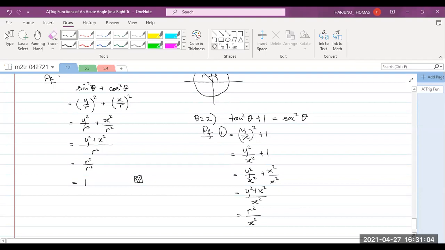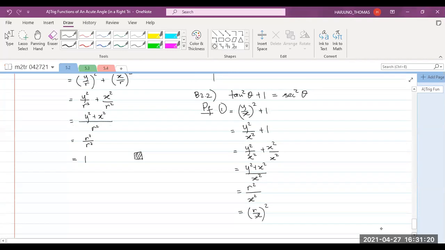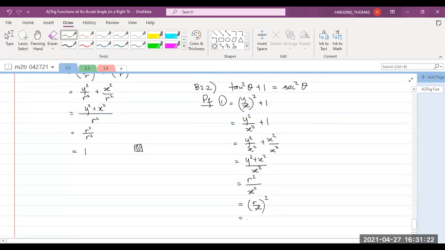But r over x is secant, right? So this is secant. Maybe I'll write it this way first. This is r over x quantity squared. Now that is equals to secant squared theta.